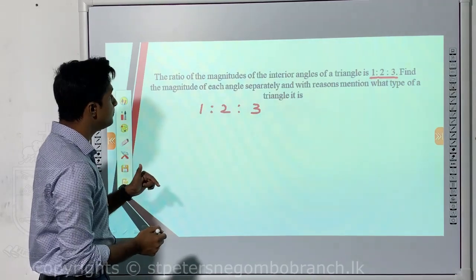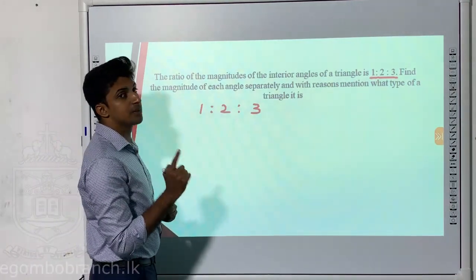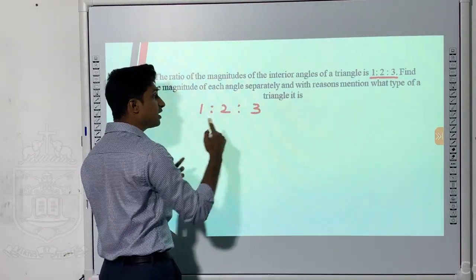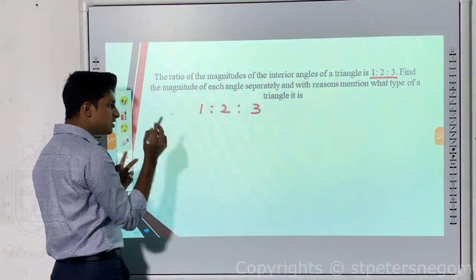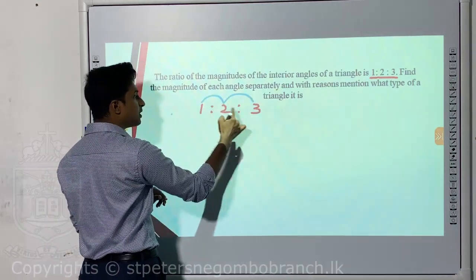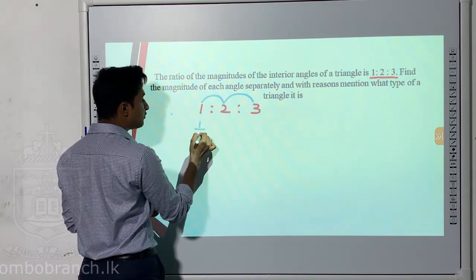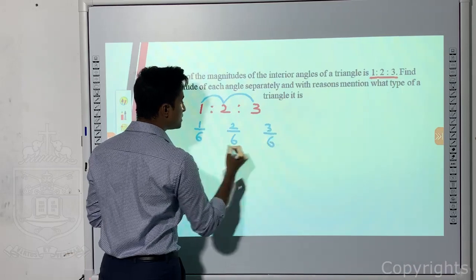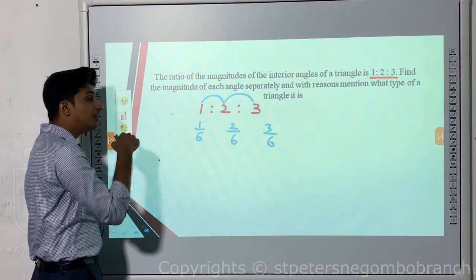Okay. Now see, you are asked to find the value of the angle separately. This angle, what is the value? This angle, what is the value? And this angle, what is the value? In these situations, what we do first is just use the ratio concept. You can add these 3 plus 2, 5 plus 1, 6, and take them as fractions. 1 over 6, 2 over 6, 3 over 6. Okay. Then you know the full value of a triangle.